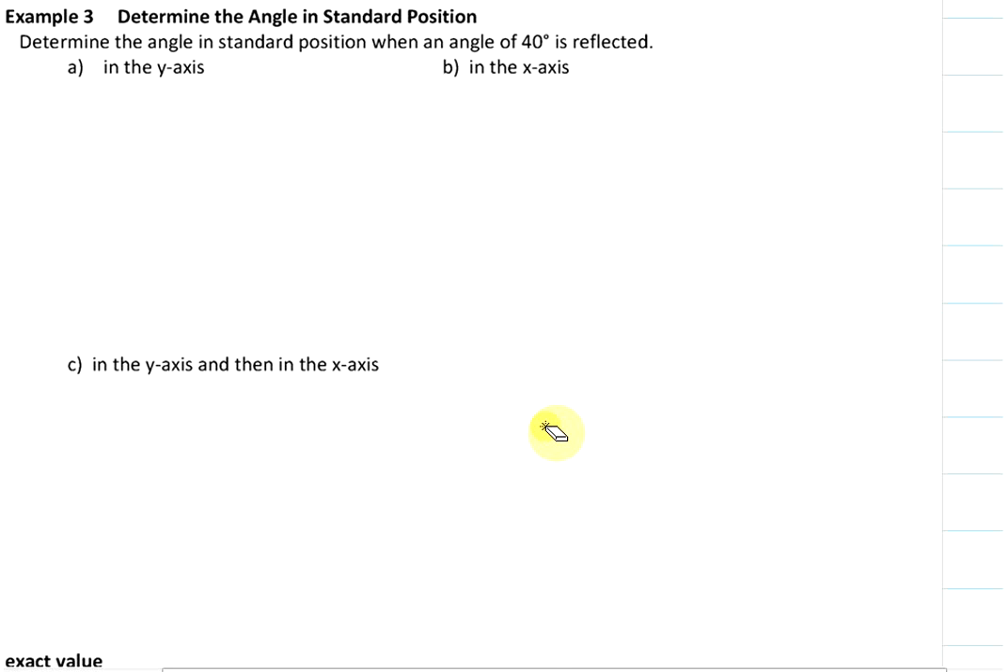Okay, so let's take a look at example 3, determining an angle in standard position. You've been asked to determine the angle in standard position when an angle of 40 degrees is reflected, first in the y-axis, then in the x-axis, then in the y-axis and the x-axis. Okay, so let's start by drawing our coordinate system.